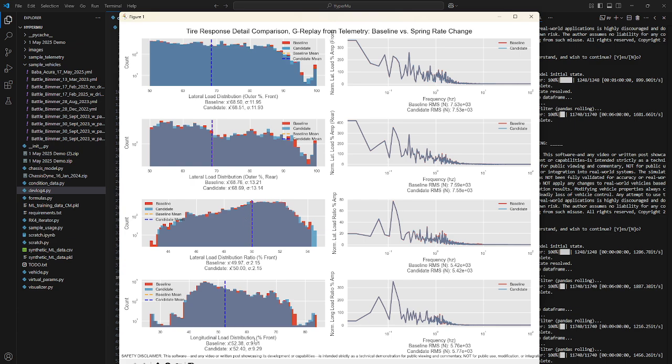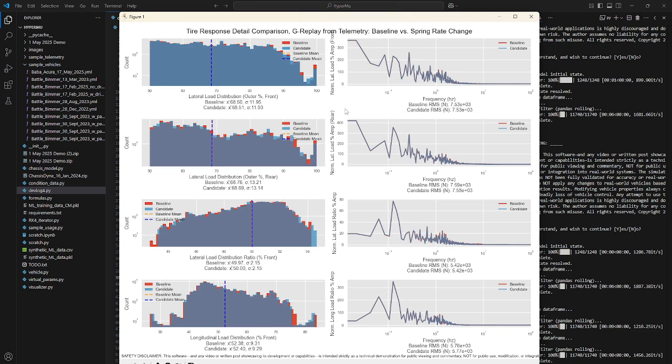Looking at the longitudinal load distribution, we see that the change to spring, damper, and sway bar rates ended up being a very slight regression for the mean, very slight improvement for the standard deviation. It's mostly a wash. And I should also mention that the longitudinal load distribution is one area where the increase in front ride height was actually an improvement.